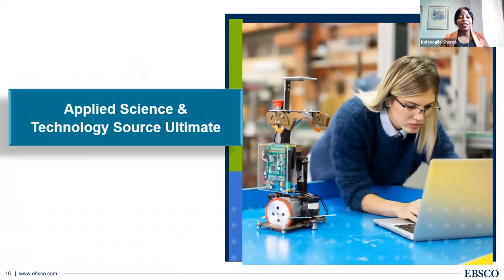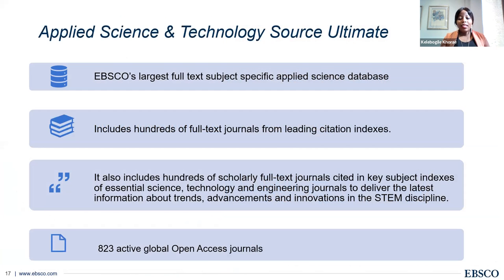Now I'm going to tap into the Applied Science and Technology Source Ultimate database. Once again, this is also a subject specific database to the applied science and technology field. It does include a number of full text journals, of which those journals that are included in this particular database are cited in key subject indexes, looking at subjects such as technology, engineering, and many more.